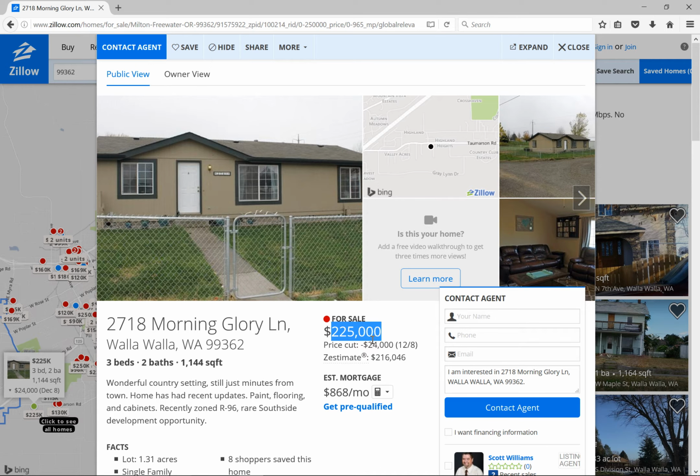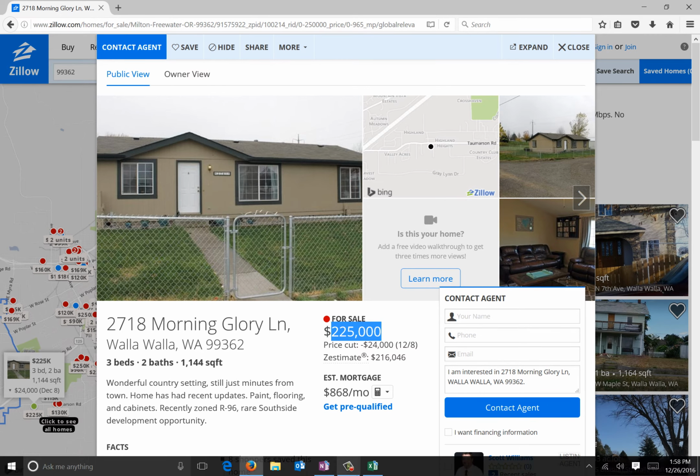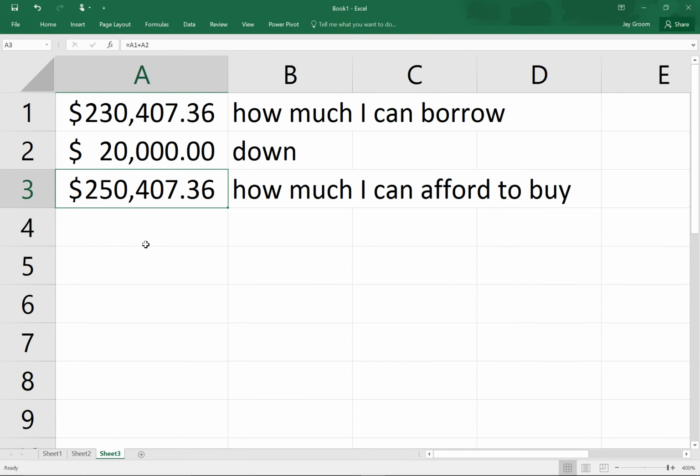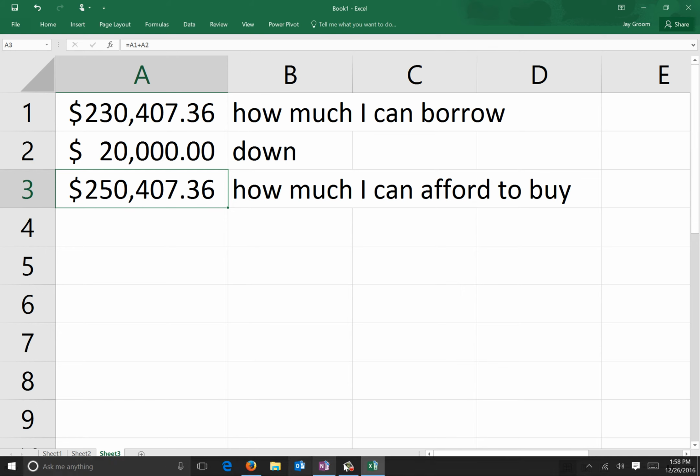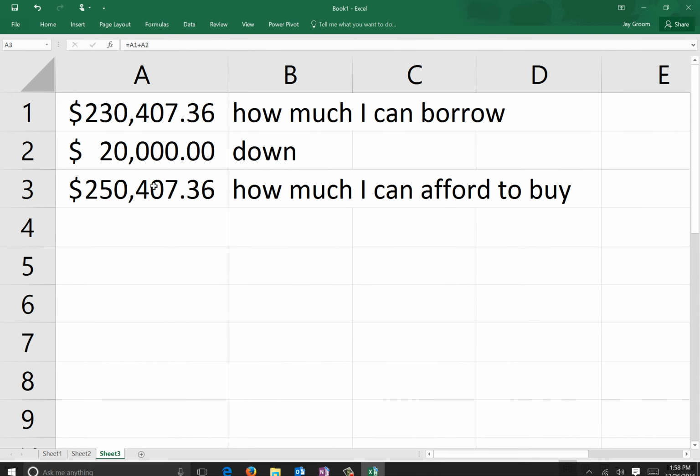Now look at that. $225,000. If we agree on that price, and I buy it for that price, think about this for a minute. How much am I actually going to be borrowing? Well, if the sales price is $225 and I put 20 down, I'm actually only going to be borrowing, you see, $205.